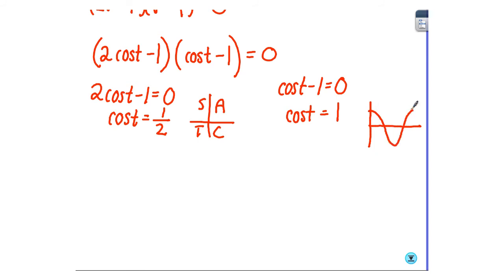So a quick sketch of a cos wave, and you can see that cos of x, or cos of t in this case, is equal to 1 at 2 points. So at 0 and 360 degrees. Now remember this question's in radians, so instead of doing 360 degrees, I'm going to write 2 pi.